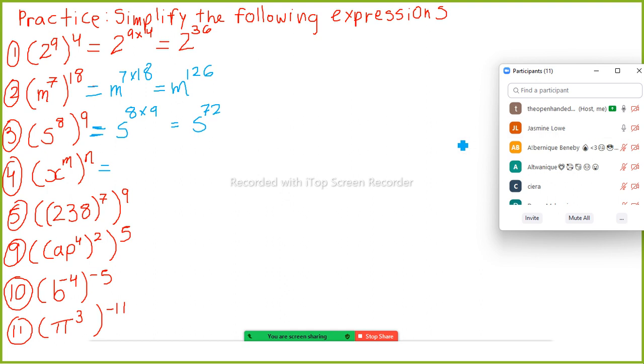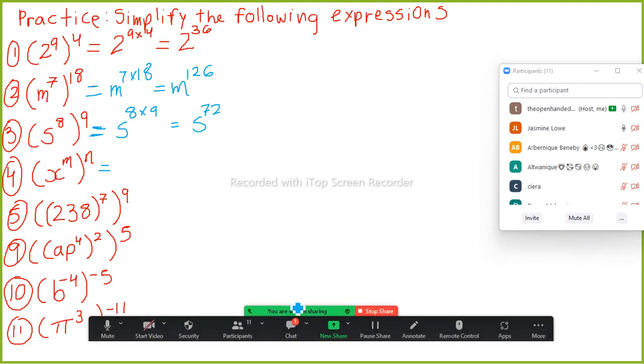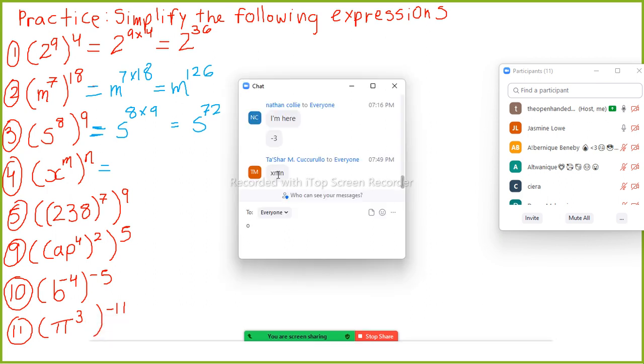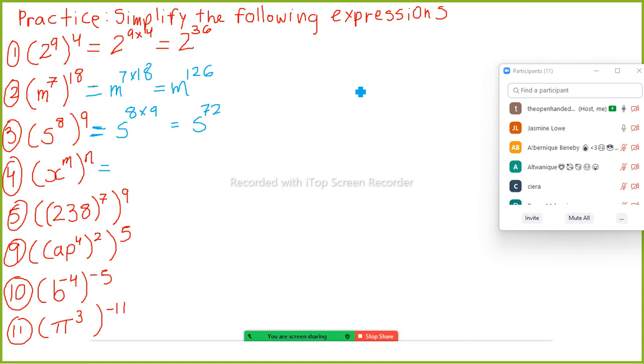Say it again. X, M times N. Caden says XM. Oh, excellent. Very good, you're absolutely right. So it's going to be X to the power of M times N. It's going to be X to the power of Mn. Okay, so that's correct.